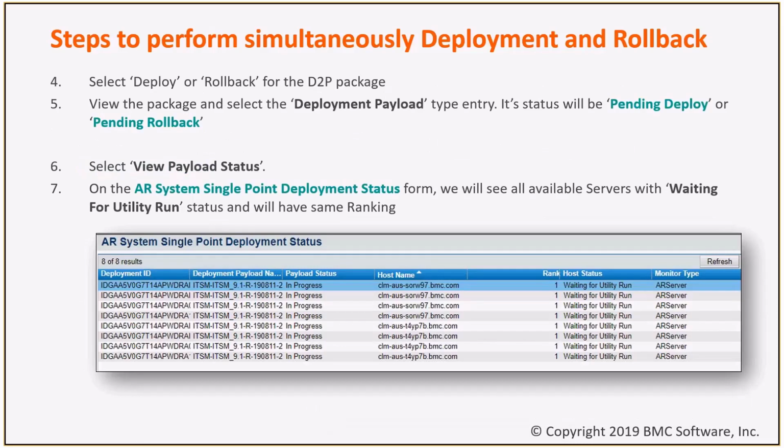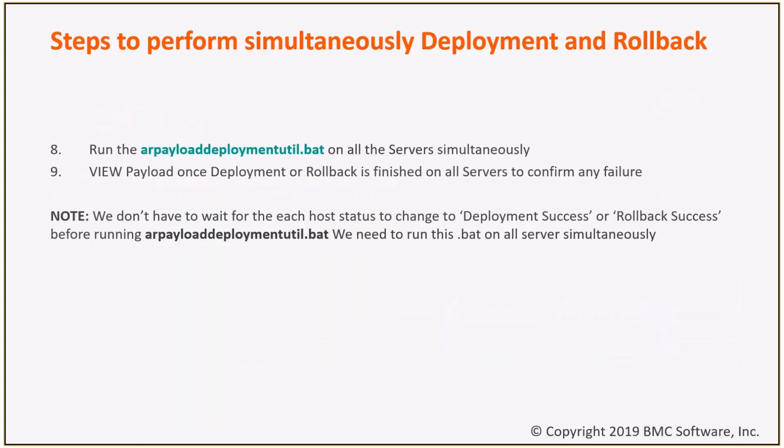Once we are done with that, we'll select deploy or rollback of the D2P package. Post this, we'll view the package and we'll select the deployment payload entry type. Its status should be pending deploy or pending rollback. We'll then select the view payload status button. On the single point deployment status form, we will see that all servers will be waiting for utility run with the same ranking. This will be the time when we'll run the AR payload utility on all servers simultaneously. Post which we should view the package one more time and confirm the payloads have finished deployment or rollback successfully.